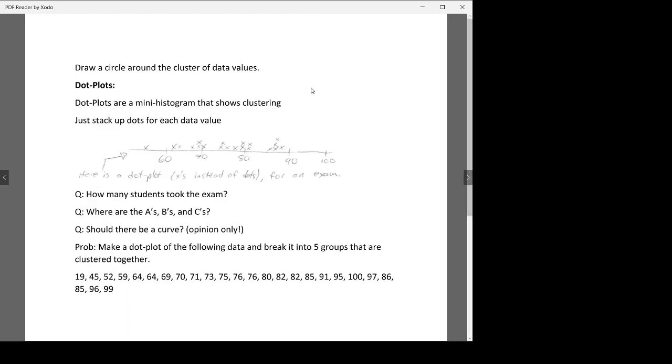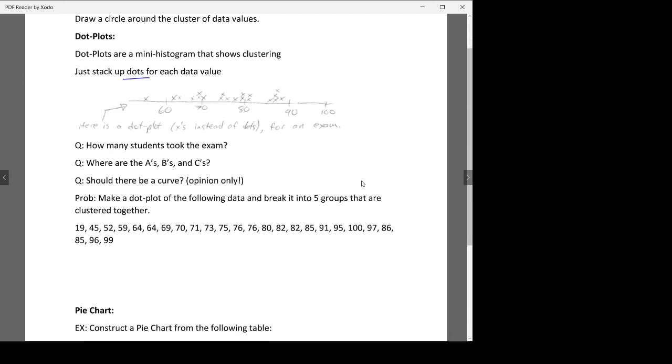Dot plots are also kind of fun things to do. You'll notice I use X's. That's because the dot plot in Excel uses X's, and a lot of people use Excel. Dot plots are like mini histograms that show clustering. So this is kind of a fun way to look at clusters.